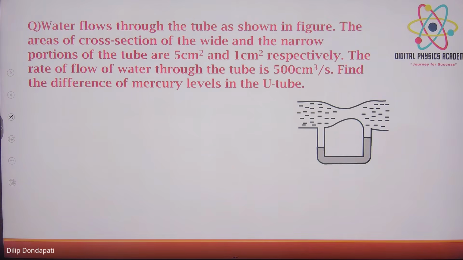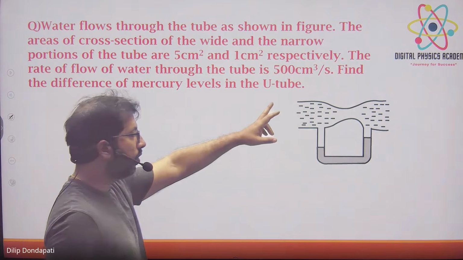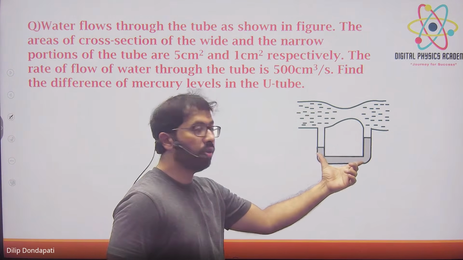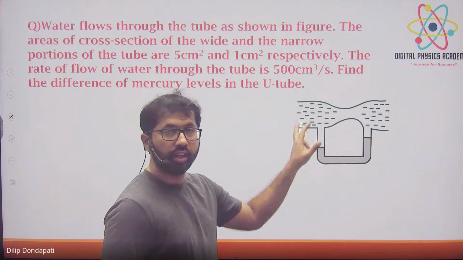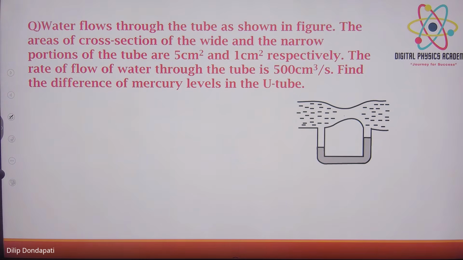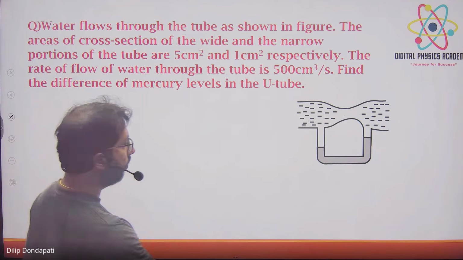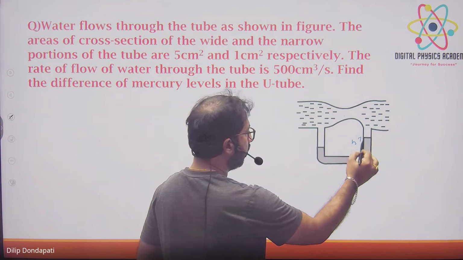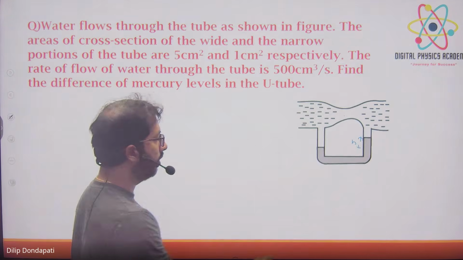What to do? Now here I am not putting it open. I am putting a mercury tube inside. So here also there will be a difference, right? For the difference of height, water flows through a tube. The areas are given to you. The rate of flow, Q, values are also given. Find the difference of mercury levels in the tube. That means they are telling us to find the height H. How much is this height H? The difference of the height.